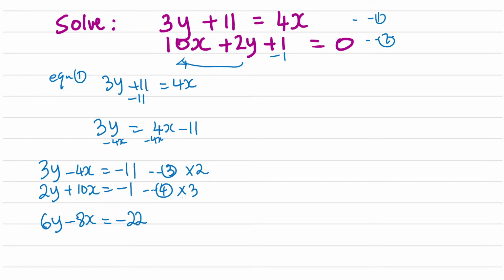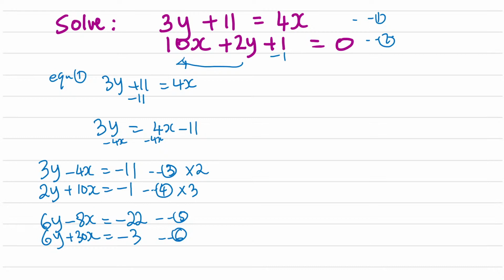And now for the second part, we have 2y times 3, so that is 6y. 10 times 3, that is going to give you plus 30x, and then equals negative 1 times 3, that is negative 3. We can call these equations 3 and 4. Now we can say this is 5 and 6. So don't worry about the numbers, okay? They are just numbers. Now the y's are the same.